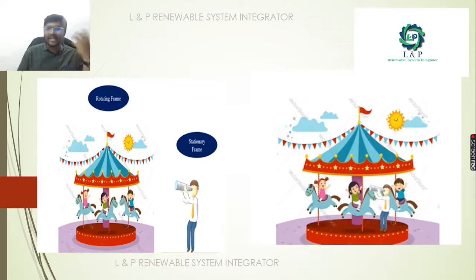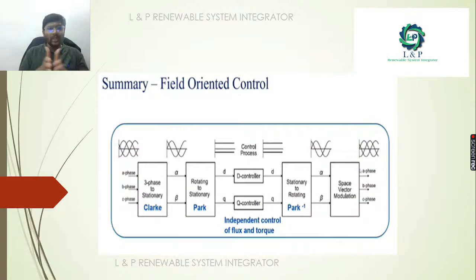Even though there is a rotating frame, if you are in a stationary frame, it is very difficult to monitor. But when we are in the rotating frame, it is easy to focus on a particular object. As we told earlier, our supply will be 3-phase. We are converting the 3-phase into a stationary one using the Clarke method. Again with the PARK method, we are converting the stationary to a rotating one, and with the help of the controlling process, that is the DQ controllers, we are making an independent control of flux and torque. Again we are converting rotating to stationary, and again we are doing the space vector modulation. So we will get all 3 phases for controlling the induction motors.